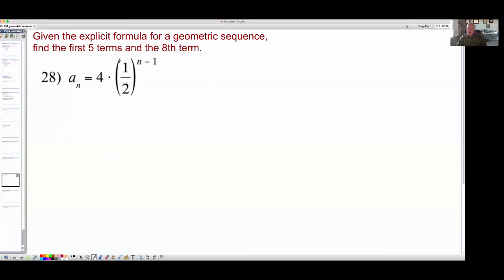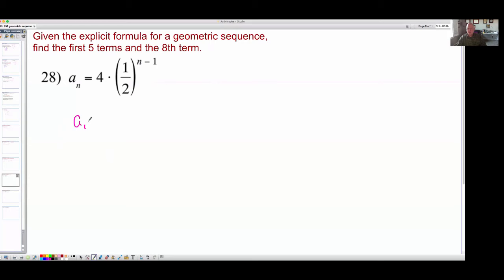It could look different and look harder. It's not any harder than it was before. This is the explicit form. And so you're supposed to find the first 5 terms and then the eighth term.